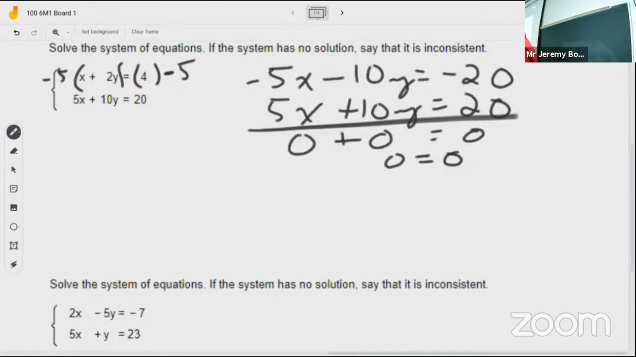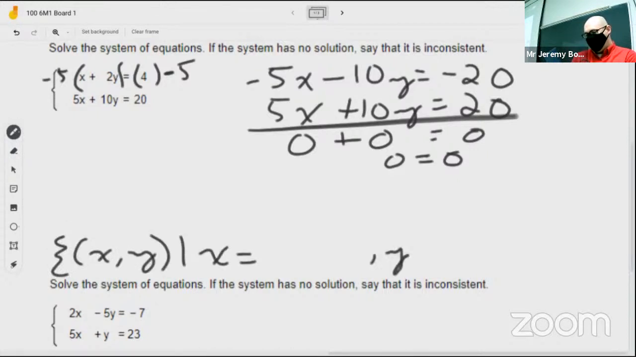It's the same lines. Infinitely many solutions. It's consistent and dependent. So we're going to need to solve this. We want it to be x comma y such that x equals something and y is any real number. And I'm going to show you all the shorthand for this. You can just say y is an element of the reals. That way I don't have to keep writing that.